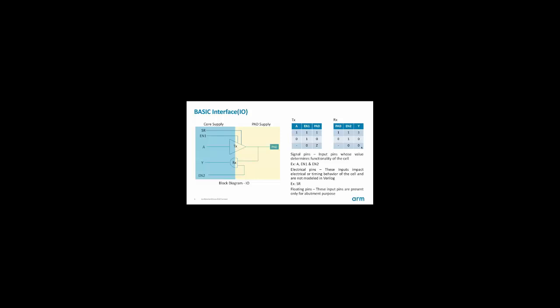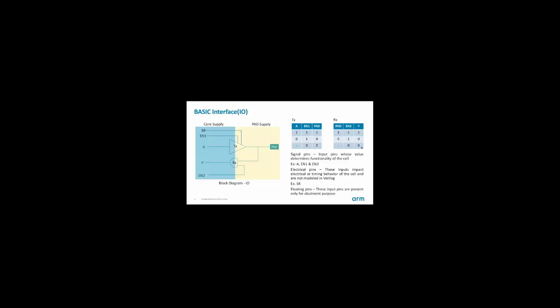One is the signal pin. The signal pins are all the pins which would affect the functionality of the cell. And there is another set of pins we call electrical pins. These are the pins which we do not model in Verilog because they do not affect the functionality directly, but they affect the timing or the electrical behavior of the cell.